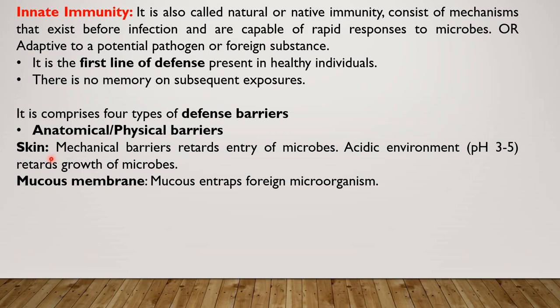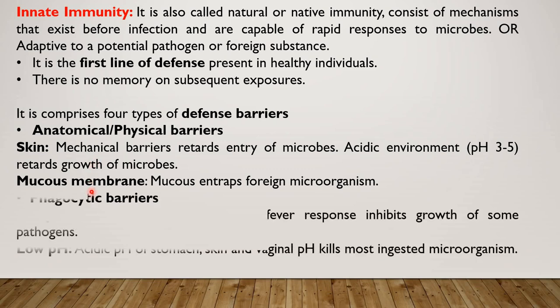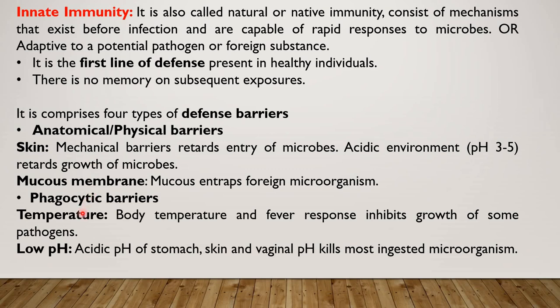So first is skin. Skin has an acidic pH because of the pores in our body, and so microorganisms do not grow in an acidic environment. Mucous membrane also entraps foreign particles to protect them from going inside our body. Phagocytic barriers, temperature and low pH. Temperature: body temperature and the fever response inhibit growth of some pathogens. Low pH: acidic pH of stomach, skin and vaginal pH kills most ingested microorganisms.